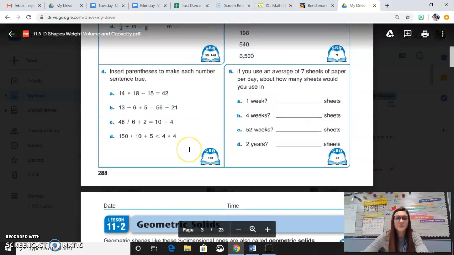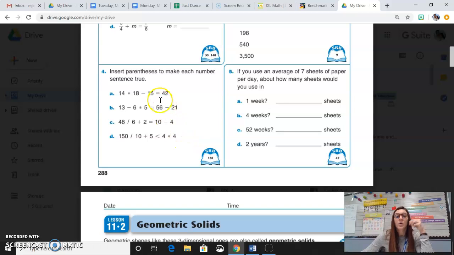Number 4, insert parentheses to make each number sentence true. Well, you always need to first look at the equal sign. Both sides on each side of the equal sign need to be the same. So over here, I just have 42. So I need to go over to this side of the equal sign and make sure that this number sentence here equals 42 with putting parentheses somewhere. For the next one, see our equal sign here? You have to figure out first, what's 56 minus 21? And then when you have that, go to the next side and figure out where you're going to put the parentheses to make that side equal what 56 minus 21 is as well.